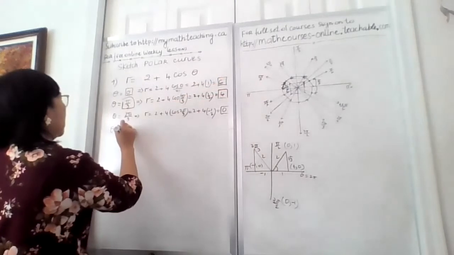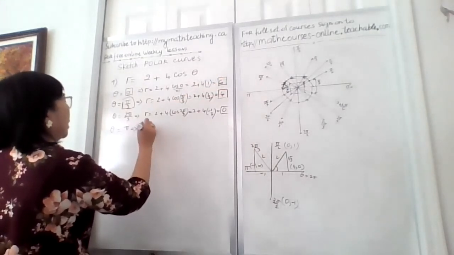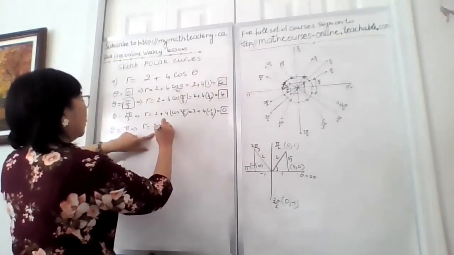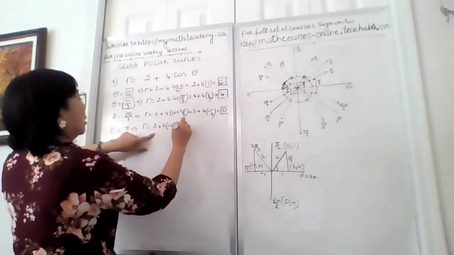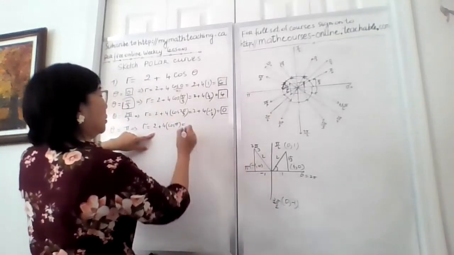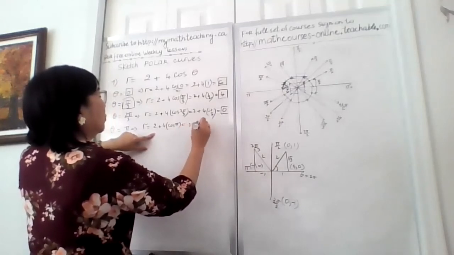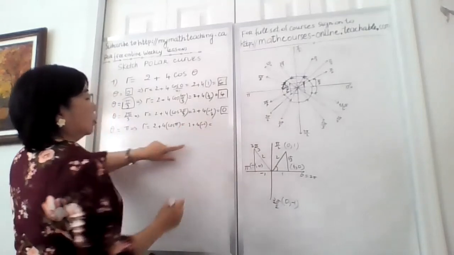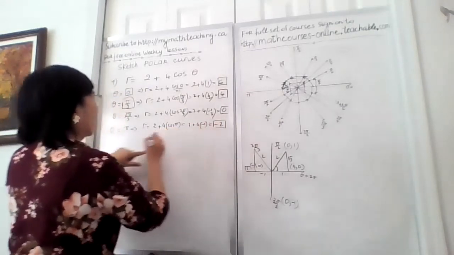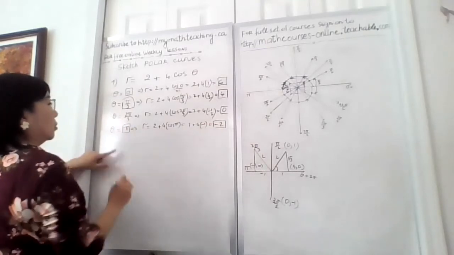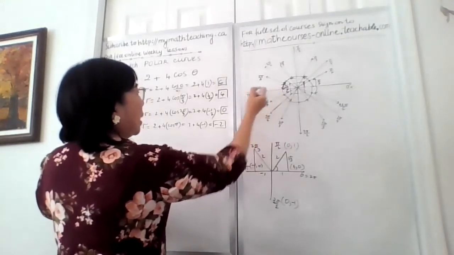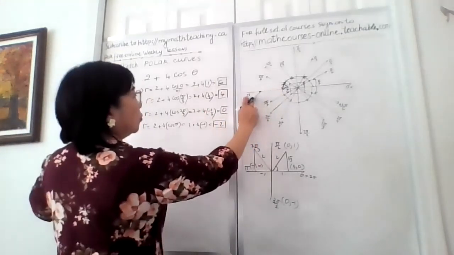So now let's go to pi, right? If we have pi, then r will be equal to 2 add 4 times cos of pi, and cos of pi is minus 1, so 2 add 4 times minus 1, which is minus 4. Minus 4 add 2 is minus 2. So now we go to theta equal pi, right? Oh, pi, we got up to here already.